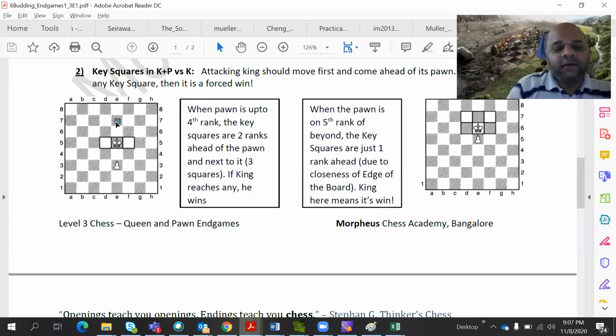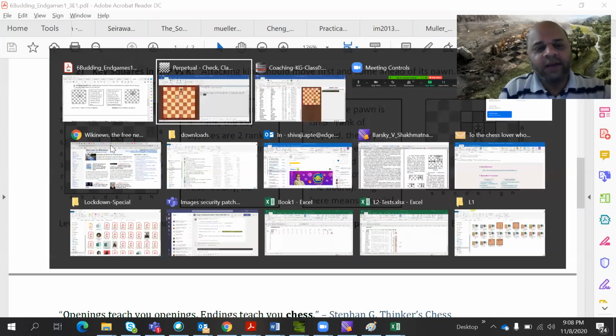But because the white king is two squares ahead of the pawn, he has one reserve move of the pawn. The pawn will move one square, and now it will be black to move. So black will end up losing the opposition. Black will move to one of the sides, or go to the edge of the board, and wherever it goes, white will hold the key squares again. So let us see what I mean by this.